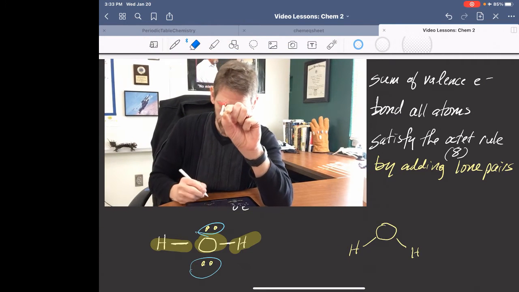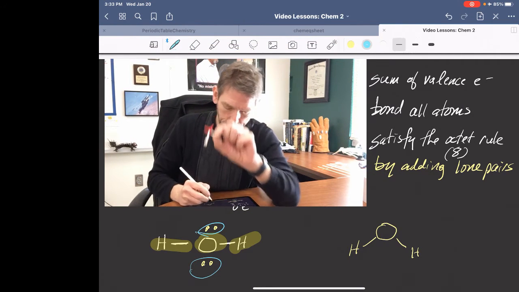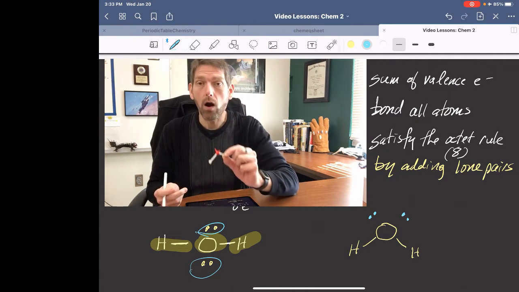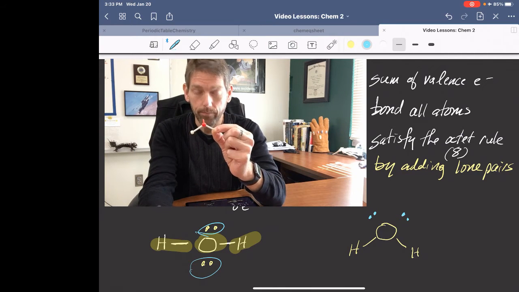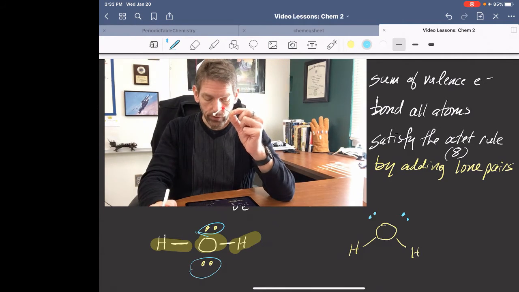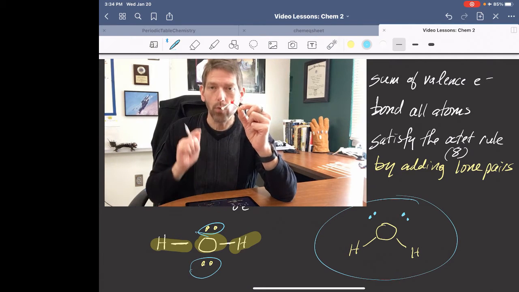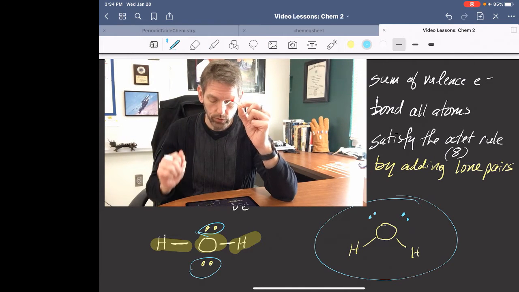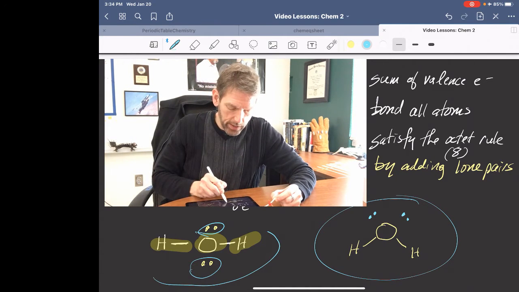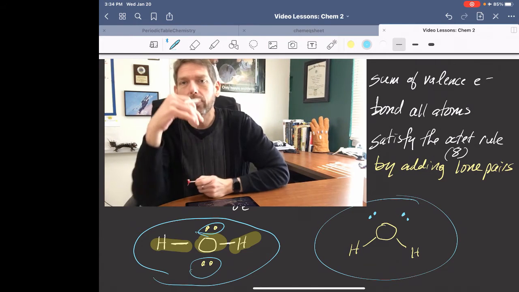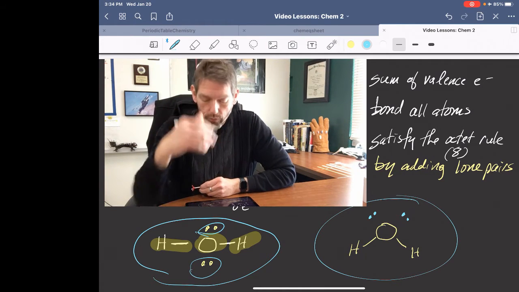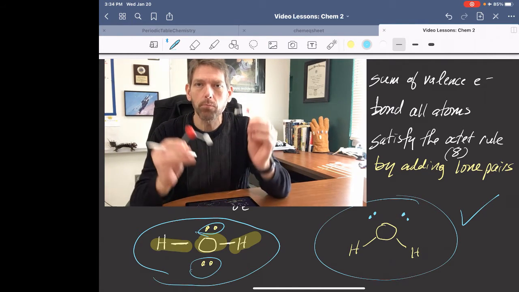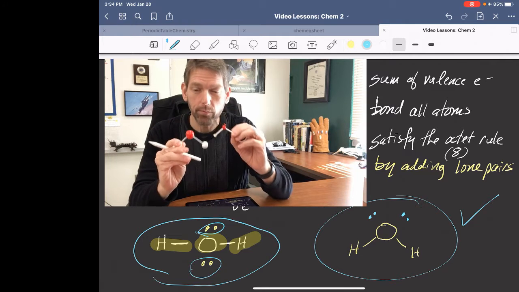So what we do know is that there's a lone pair here and here. They are at those angles. So now this represents our Lewis structure for water. This right here is the basic Lewis structure that satisfies rules 1, 2, and 3. This one right here satisfies the actual molecular geometry, the shape of the molecule itself.